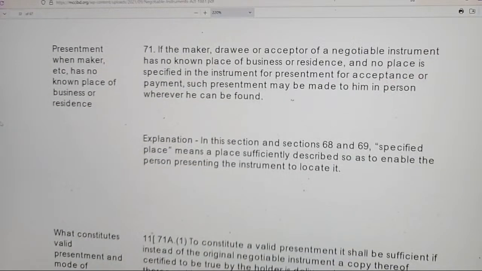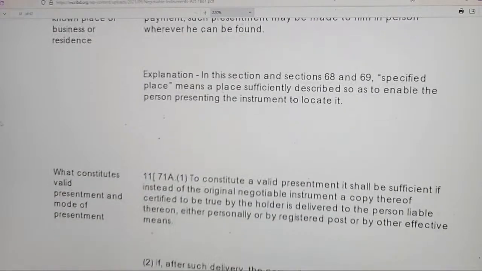Presentment when maker, etc., has no place of known business or residence. If the maker, drawee, or acceptor of a negotiable instrument has no known place of business or residence, and no place is specified in the instrument for presentment for acceptance or payment, such presentment may be made to him in person wherever he can be found. Explanation. In this section and sections 68 and 69, specified place means a place sufficiently described so as to enable the person presenting the instrument to locate it.